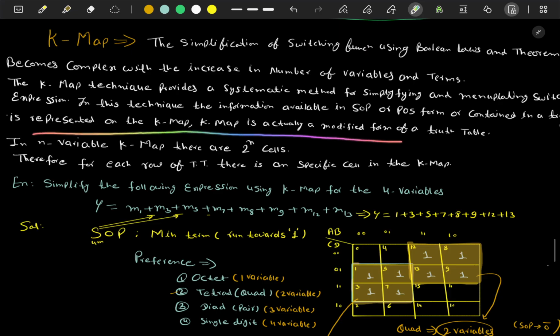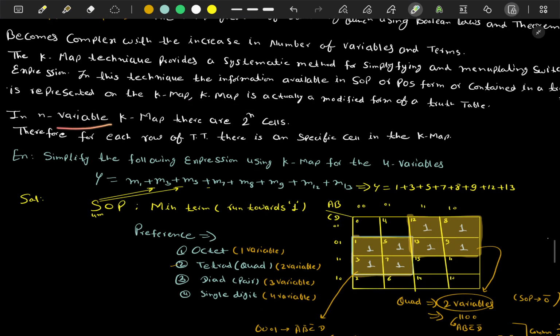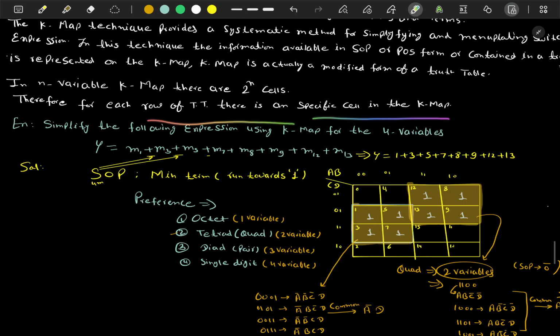It is represented on the K-map. A K-map is actually a modified form of a truth table. So if there are n variables in a K-map, there are 2 raised to the power n cells, and each will be represented in a cell of the K-map. These are the cells of the K-map.